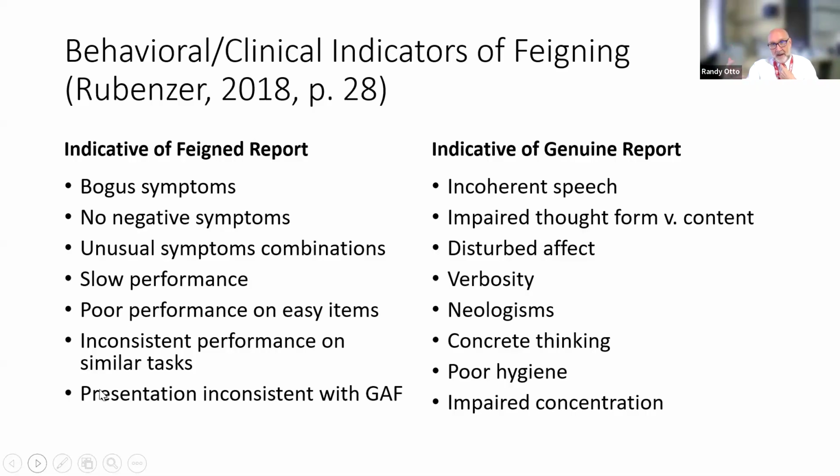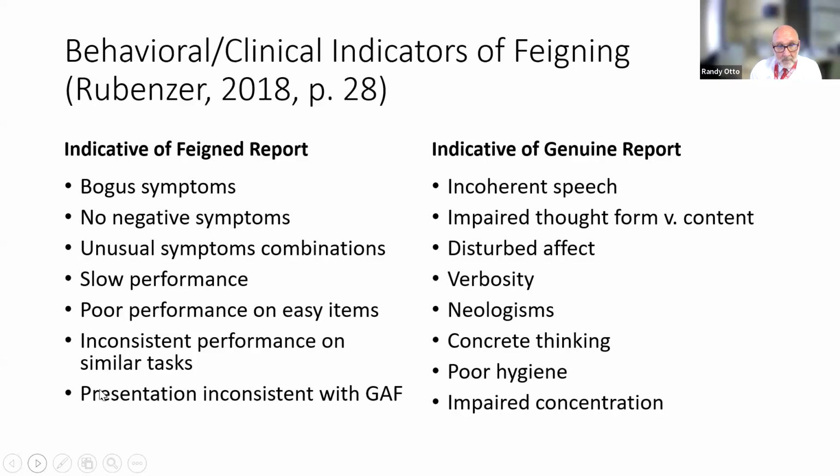More indicative of genuine impairment, according to Rubenzer: impaired speech form. Rubenzer distinguishes between impaired thought content and impaired thought form. It's a lot harder, I think, to feign impaired thought form than impaired thought content. Impaired thought content: everyone's conspiring against me, I'm next on the throne to take over England. But it's harder to demonstrate impaired thinking, which you would probably get to by how they're speaking. Disturbed affect, verbosity, neologisms, concrete thinking, poor hygiene, and impaired concentration.